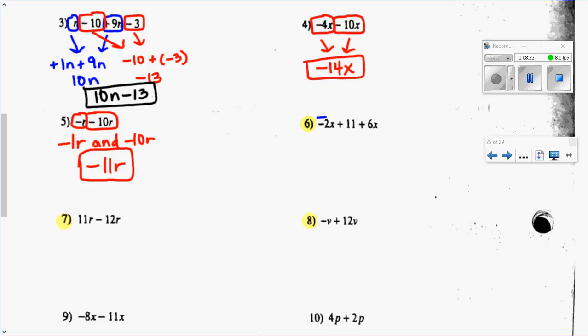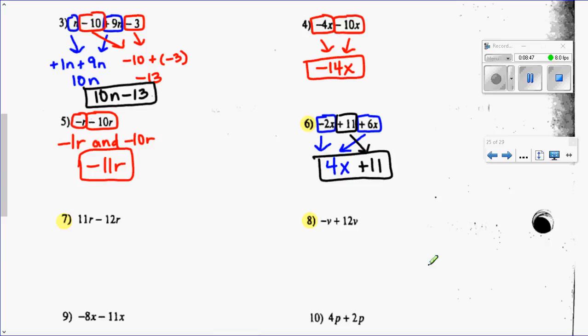Okay, for number 6, did you box negative 2x and positive 6x the same color? And then positive 11 a different color, or highlight, same thing. Okay, so the blue ones, negative 2x and positive 6x would be positive 4x. And then I don't have to do anything with the positive 11, just keep the sign in front of it. And that's it, 4x plus 11.